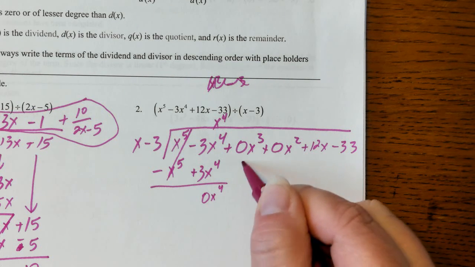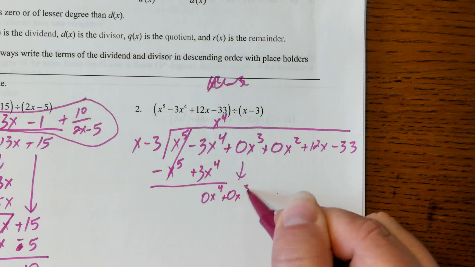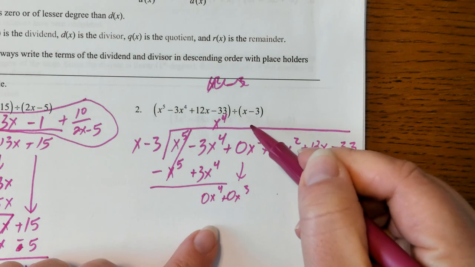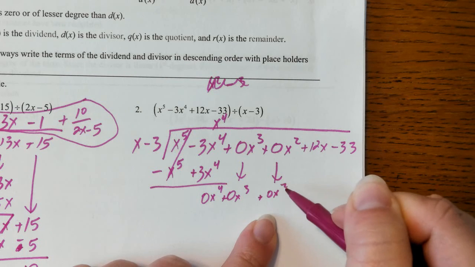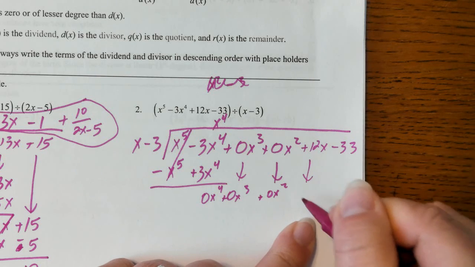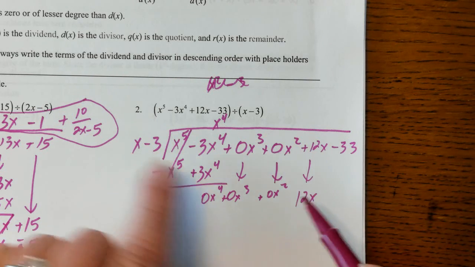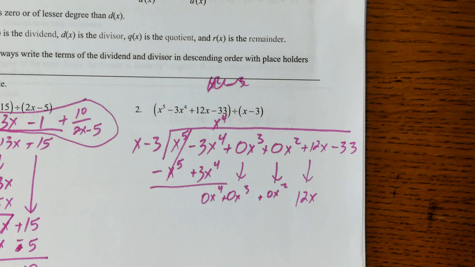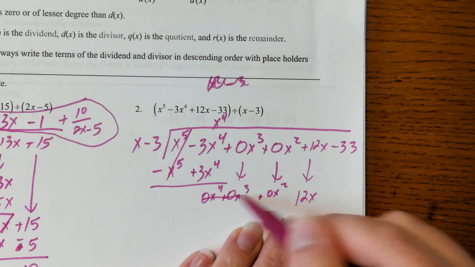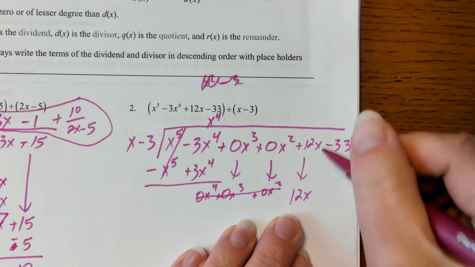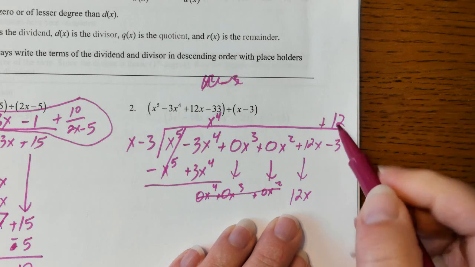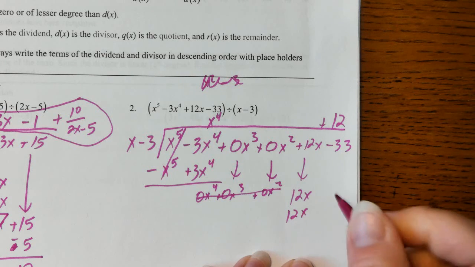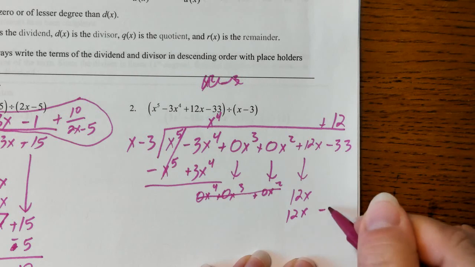Well, then I can bring down this part, but x will go into 0x 0 times. It will go into the next part 0 times. Finally, I have to go all the way down to 12x before x will ever go into my new piece here. Okay? So, how many times will x go into 12x? And it will be 12 times. So notice, I actually get to skip down to my constant here of 12, and that's a positive 12. 12 times x is 12x. And 12 times negative 3 is negative 36.